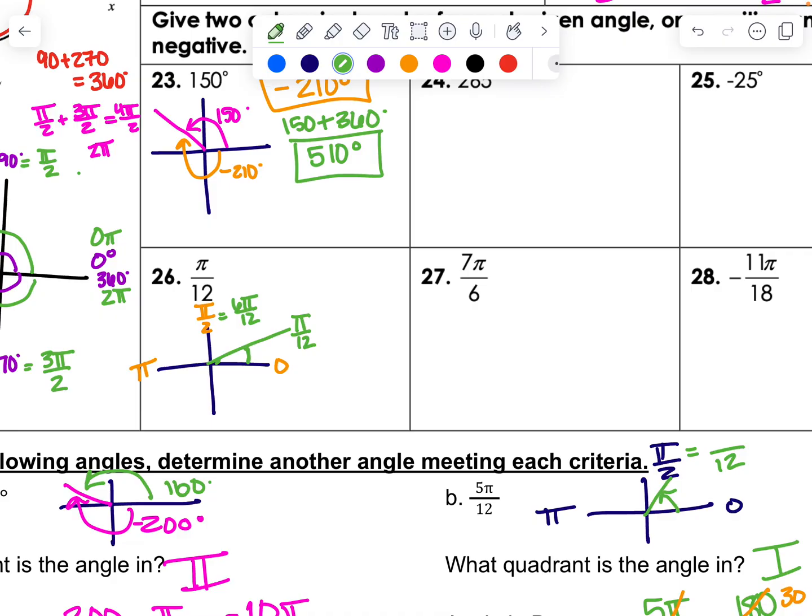All right, well, if that's my pi over 12 angle, I can create a negative angle by rotating the opposite direction. So thinking about 2 pi is equivalent to 24 pi over 12. So a full rotation in terms of twelfths is 24 pi over 12. So if I take pi over 12 and subtract that full rotation, that'll give me my negative angle, which gives me negative 23 pi over 12. That would be my negative rotation.